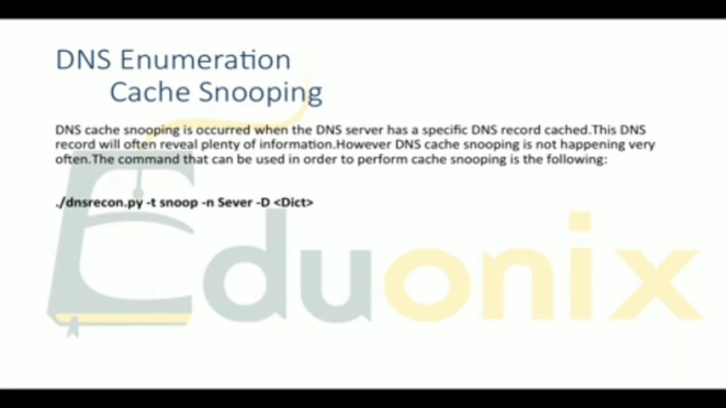Now, cache snooping. Cache snooping occurs when the DNS server has a specific DNS record that is cached. This DNS record will often reveal plenty of information. However, DNS cache snooping is not happening very often. You can do cache snooping with that particular command there.